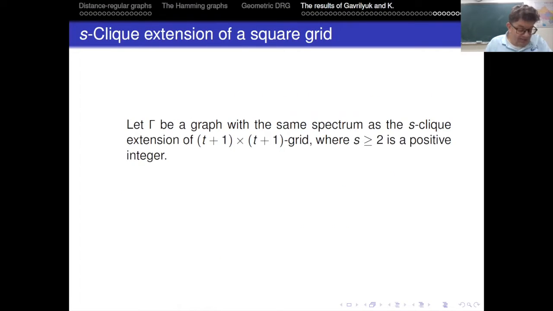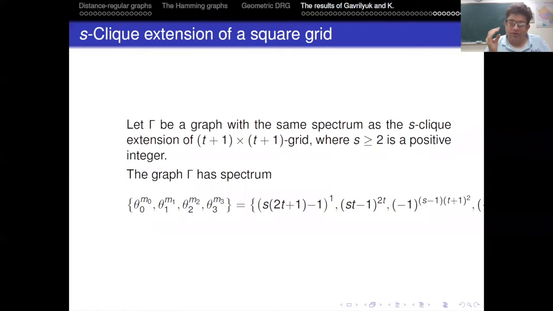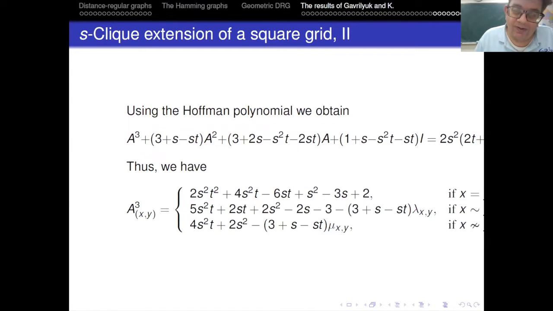So now let gamma be a graph with the same spectrum as the S-clique extension of the (T+1) times (T+1) grid, where S greater or equal to 2 is a positive integer. Okay, I make a mistake here. You cannot see the whole spectrum. But it has exactly 4 eigenvalues, and the smallest eigenvalue is minus 2S minus 1. Sorry, I made a mistake. So you cannot see everything. I'm sorry, I will repair it later.